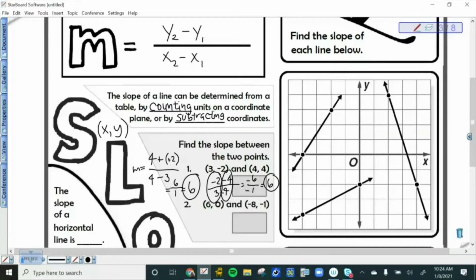Okay, I want you guys to do number 2 on your own then. Well, you can do it with the people at your table if you need some guidance. But work on number 2.